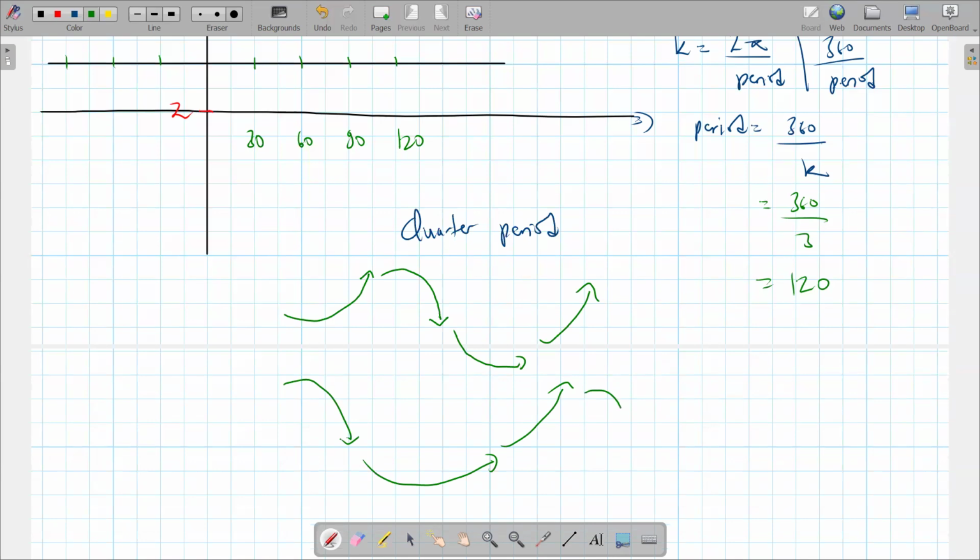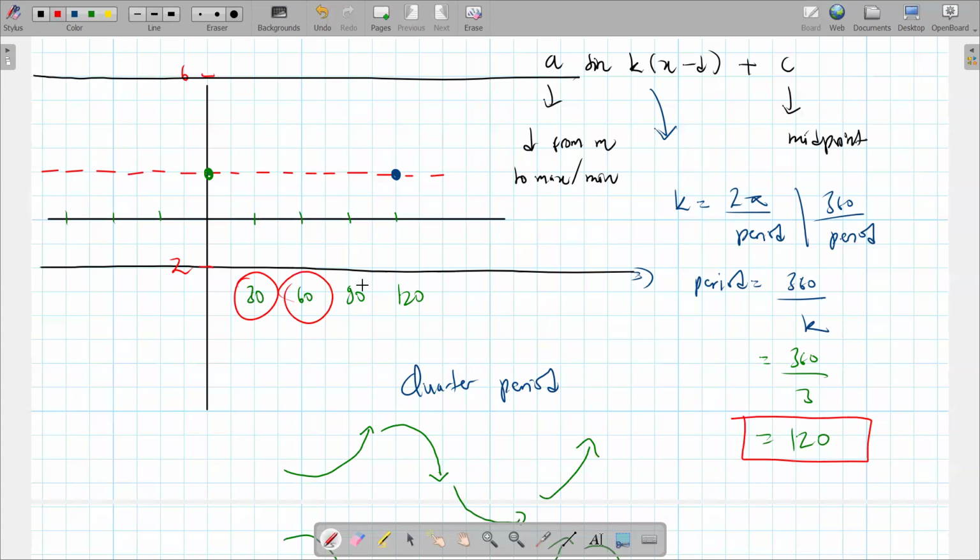Okay? Important part here is that it happens in stages of 4. So when you get your period, divide that by 4. And that's going to be your x-axis units, the scale. Why are we doing it this way?